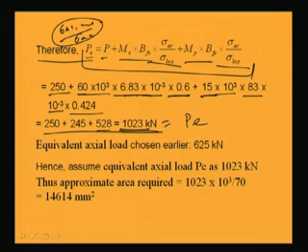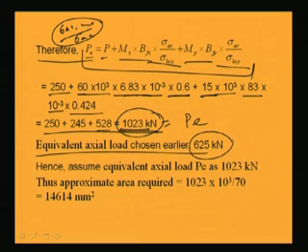Earlier we considered the equivalent load as 625 kilonewton, whereas now we get 1023 kilonewton. So this is how it varies; it is very difficult to find what the equivalent load will be. Now let us assume the equivalent axial load PE as 1023 kilonewton. Now we can find out the details.